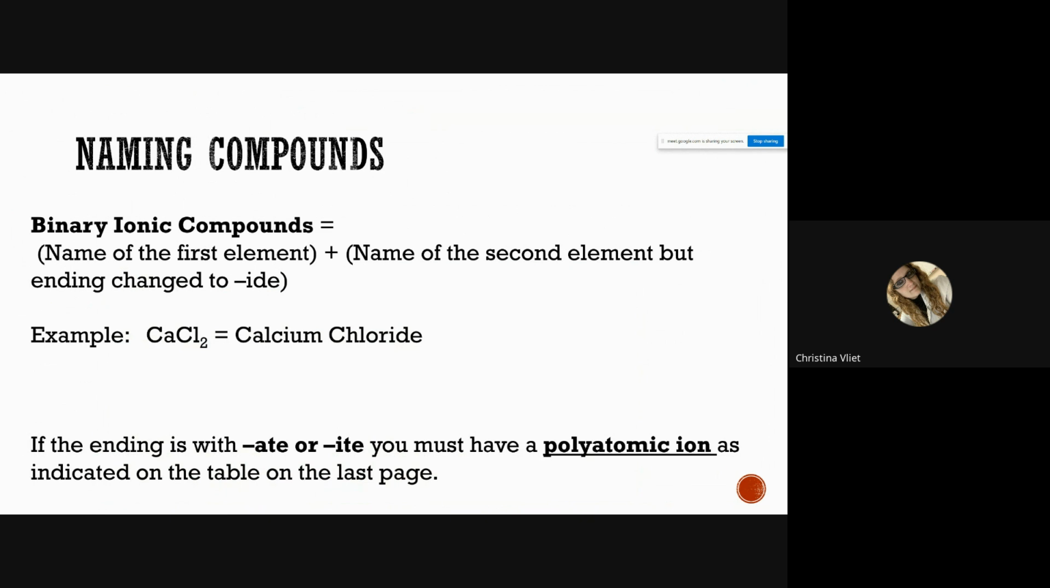Hopefully this is review for most of us. To name binary ionic compounds, all you gotta do is give the name of each element, and for the second element you change the ending to? IDE. So that's always the non-metal, right? Non-metal ending changes to IDE. So chlorine becomes chloride. If you get an ATE or an ITE ending, this means you have a polyatomic ion. There are a few exceptions. Hydroxide is a polyatomic ion as well, and that's just one you gotta know by heart.